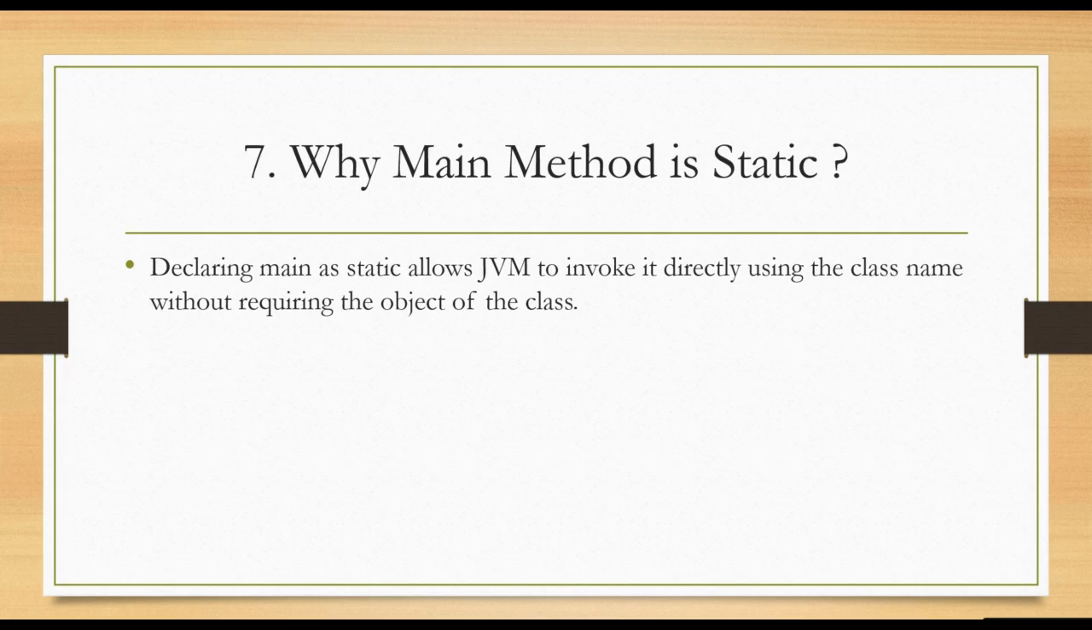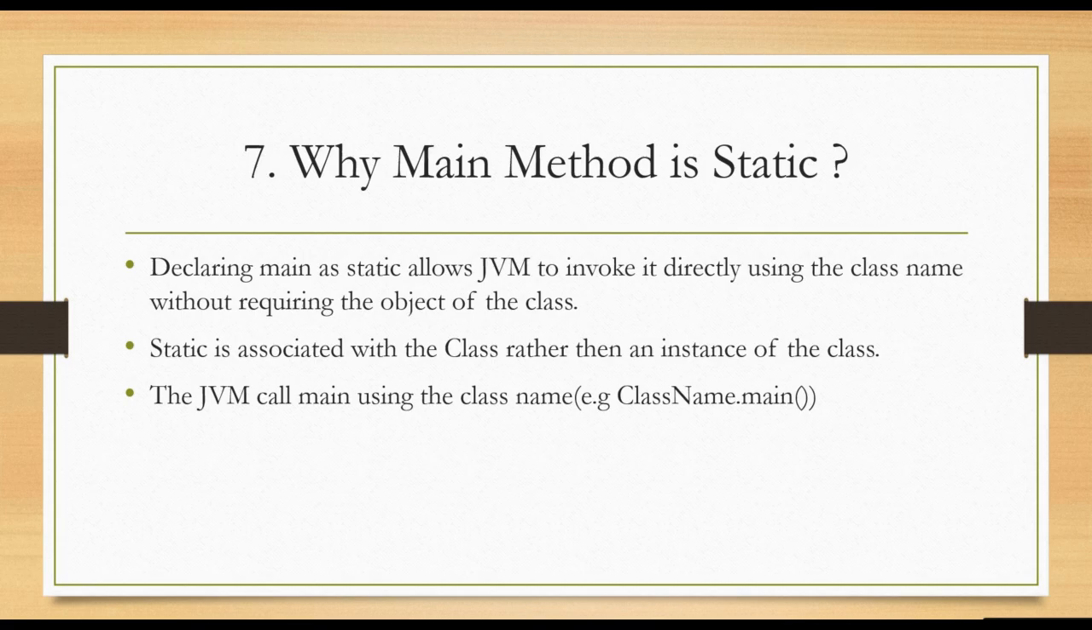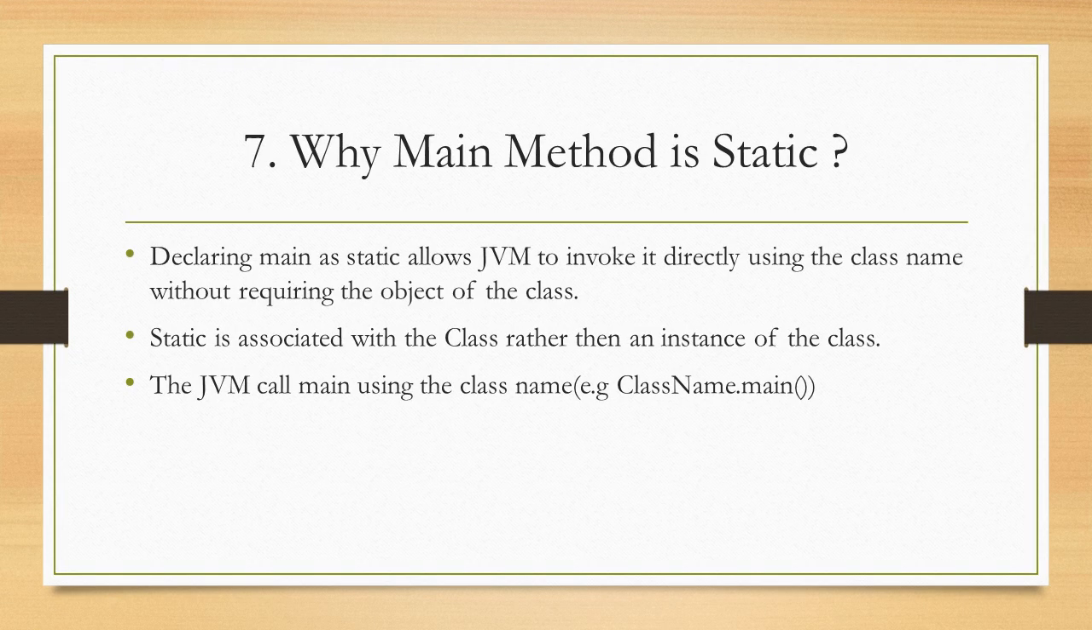But if we declare the main method as static, we can call that method directly using the class name. Whenever we declare anything static, it is not required to create an object of that class. Without creating an object, we can call that static method directly. Static is associated with the class rather than the instance of the class. That's why the main method is static in Java. The JVM calls main using the class name dot main method.